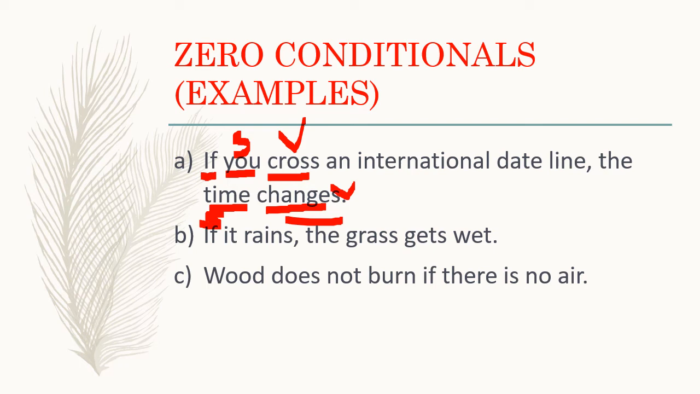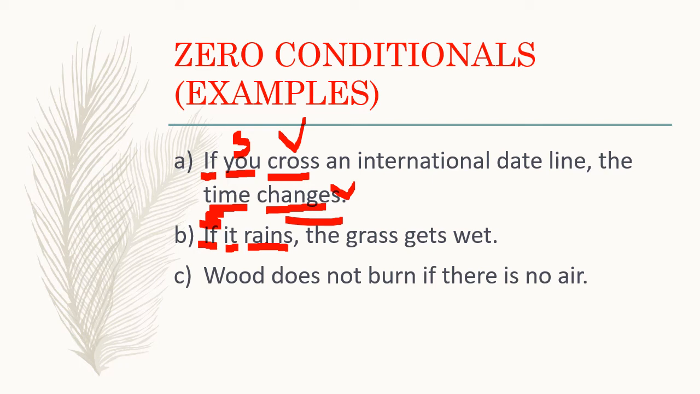Okay, second, if it rains, the grass gets wet. Okay? So try to analyze the pattern. Again, the if clause is if it rains. So in your if clause, you have if, and then you have the subject it, and then you have the verb in the S form or the simple present form, rains.